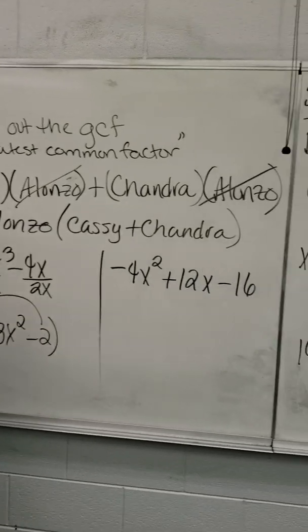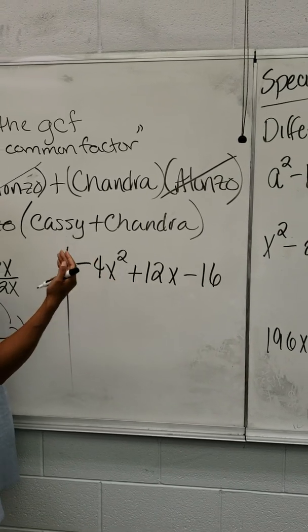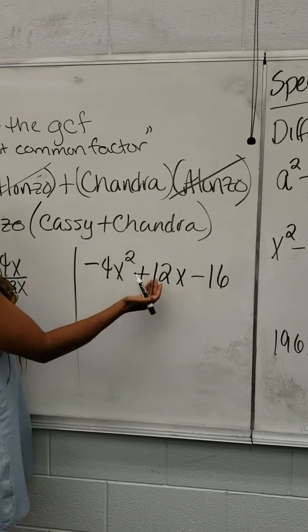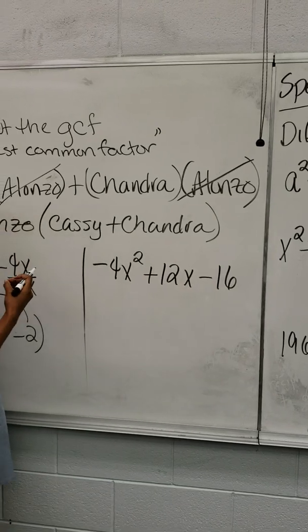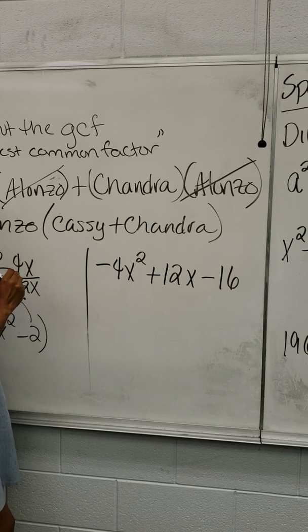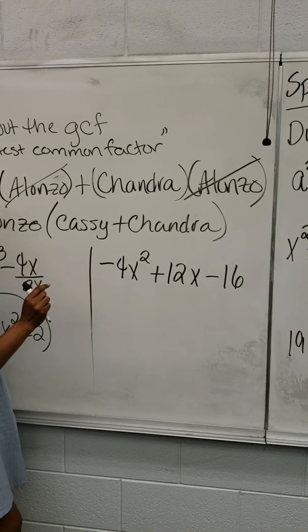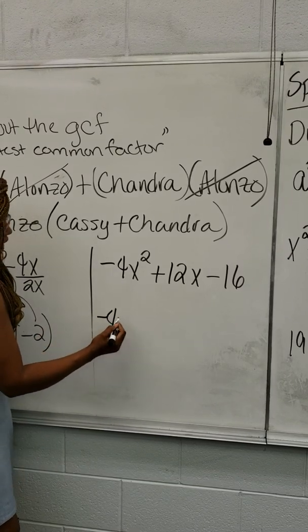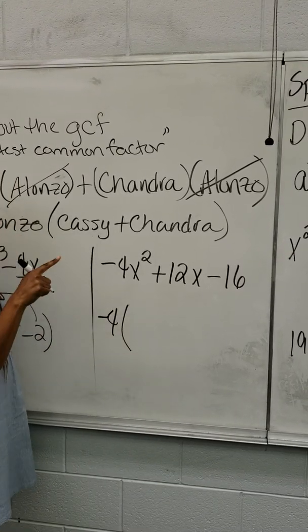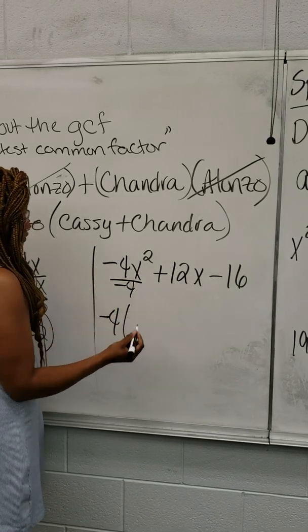So let's try again. I have negative 4x squared plus 12x minus 16. What can I factor out? Well, 4, 12, and 16 all have a 4 in common. One thing that I always want you to remember is we don't like negative people in our lives, and we don't like negatives in our problems. So I factor out a negative 4, and again, factor out means you are going to divide.